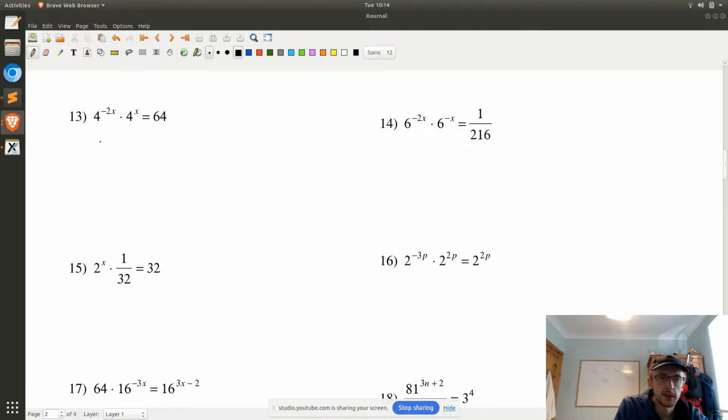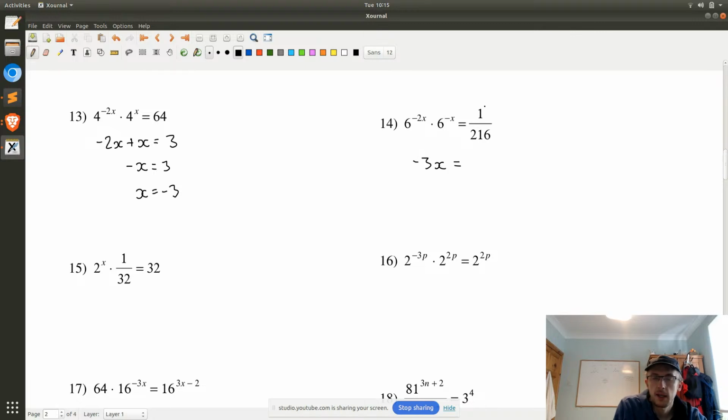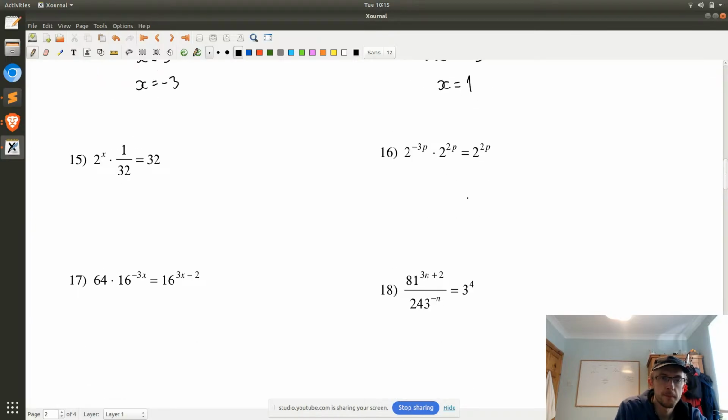Now, add these together. That's the third power of 4. Add these together. Negative 2x, take x, so negative 3x. And that's the third power of 6, so that must be the negative third power of 6. So x must simply be 1. That's the negative fifth power of 2. And that's just the fifth power of 2. So x must be 10.